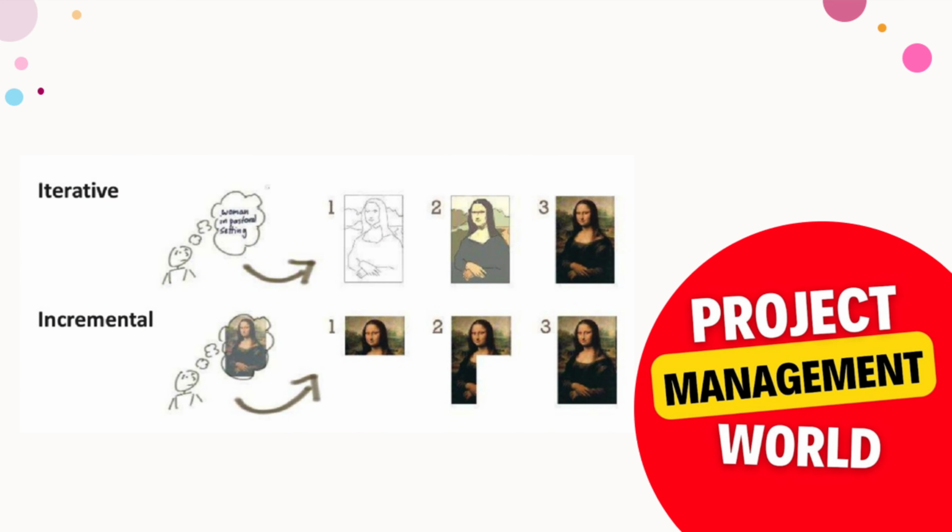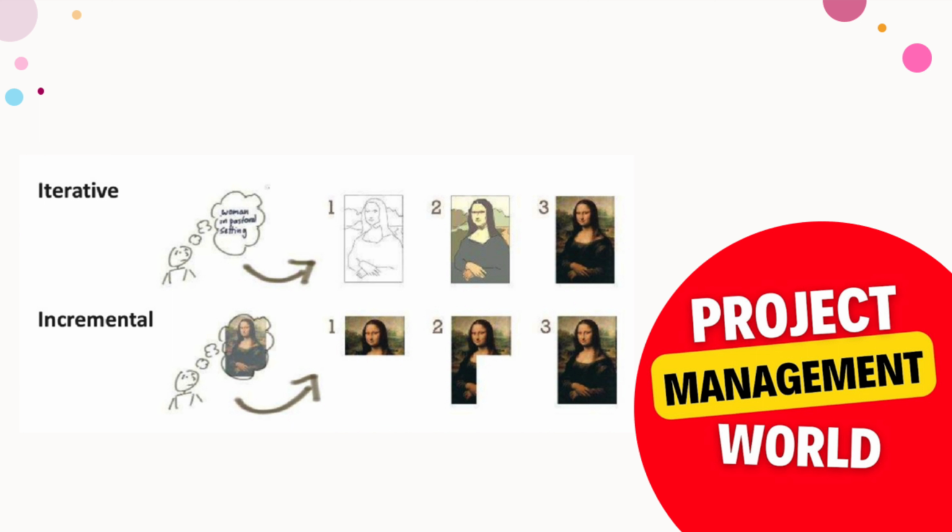What are we doing in iterative? We prepared the rough sketch first, and then we went for the refinement. After that, taking feedback, we filled in the color and everything, and we have the final product at number 3. This is how we are delivering in one go, and we have the iterative life cycle going like this.